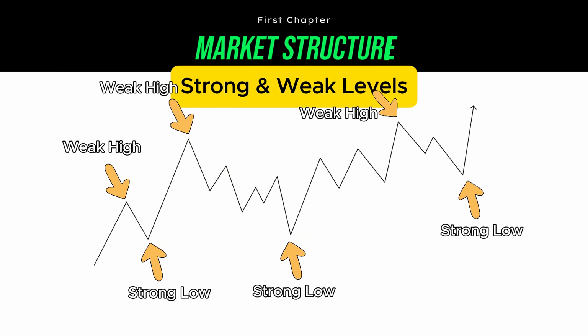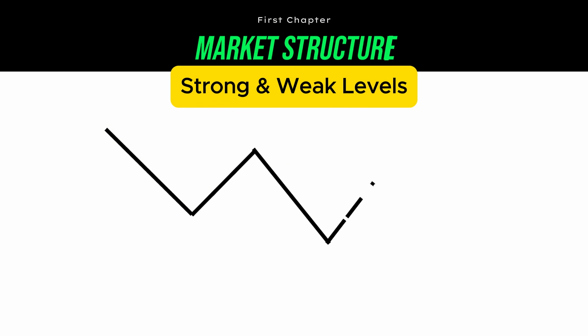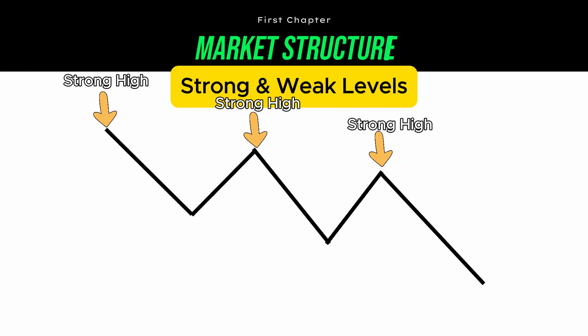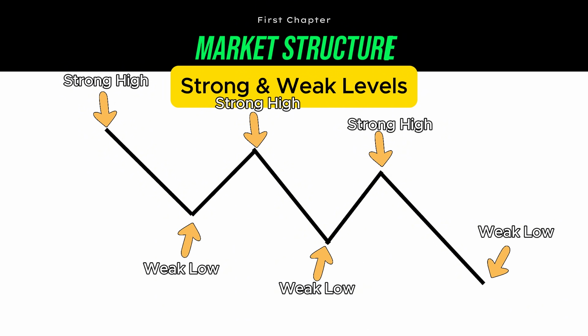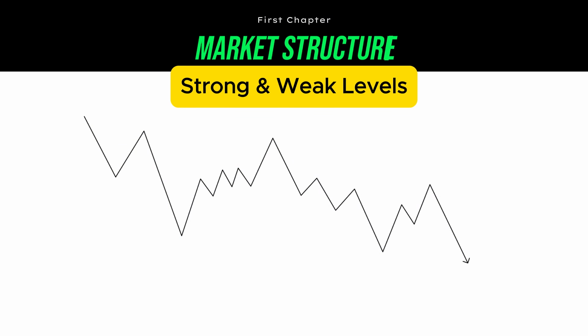Now in the downtrend, knowing that a downtrend has lows that break and highs that maintain, starting from the simple price action, price goes down, pulls back up, then breaks the lows. So the strong levels are the levels that don't break, and they are these levels, they are strong highs. And the weak levels are the price levels that do break, and they are these, so they are the weak lows.